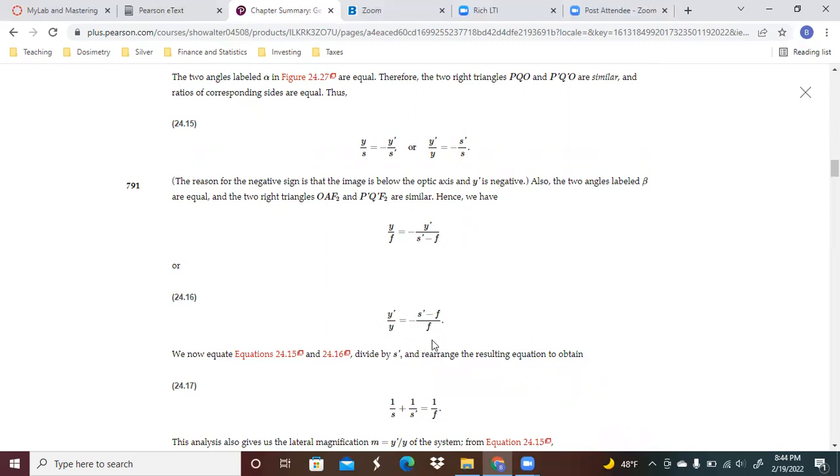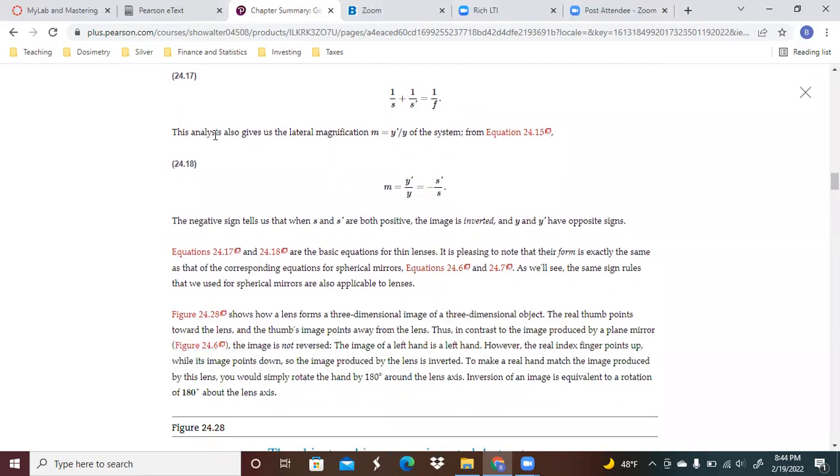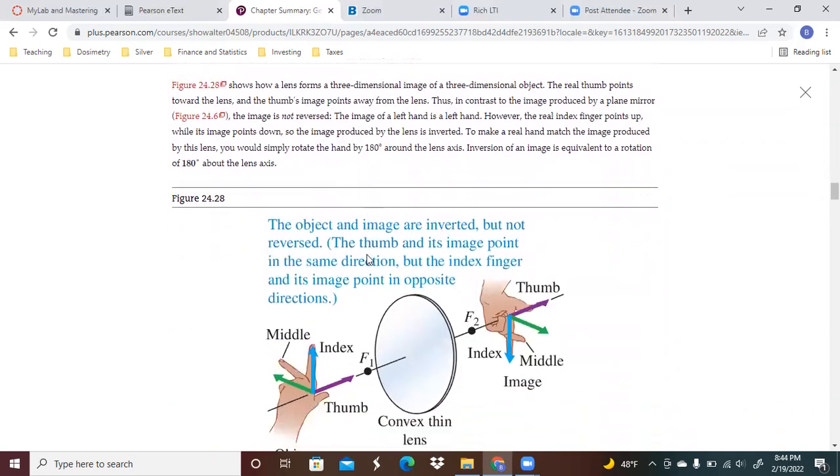Or we can turn and rewrite it as this. We now equate these two equations divided by S, and rearrange the resulting equation to obtain this. This analysis also gives us the lateral magnification of this as well as this.